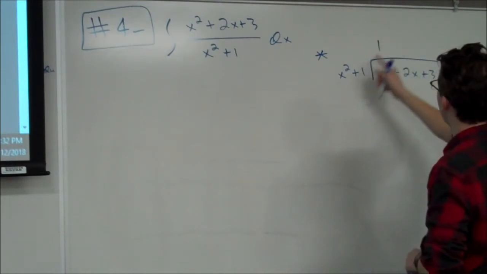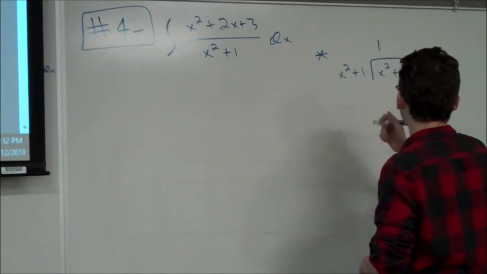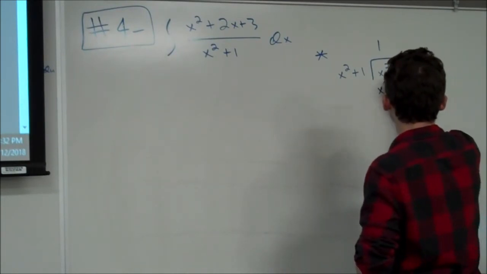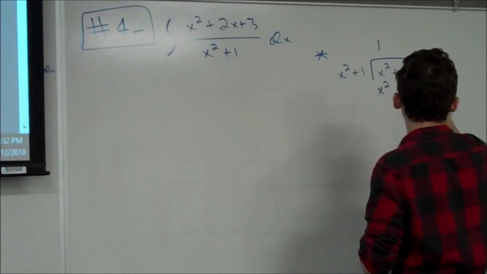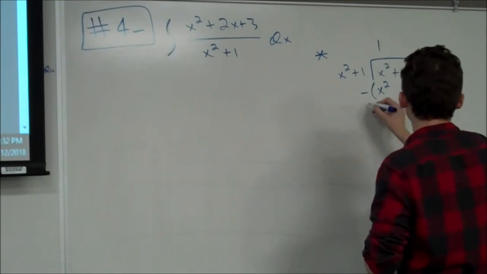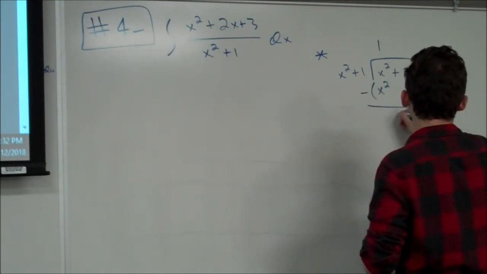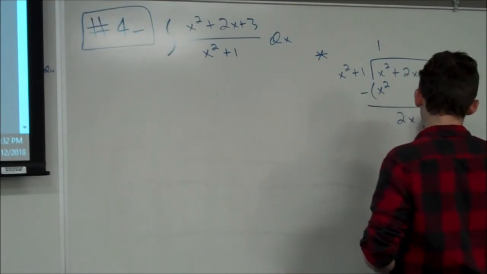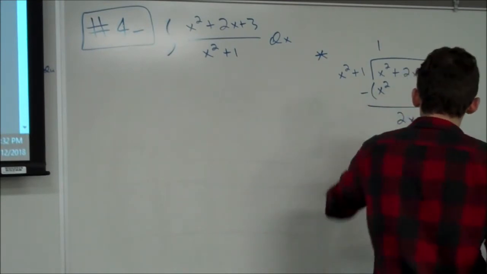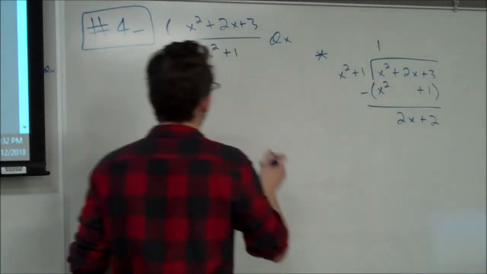We then distribute the 1 to our x squared plus 1, the thing we're dividing by, and we get down here. And then we subtract that. That cancels out, so that goes away. All we're left with is a 2x, 3 minus 1 plus 2. So this piece, 2x plus 2, is our remainder that still needs to be divided by x squared plus 1.